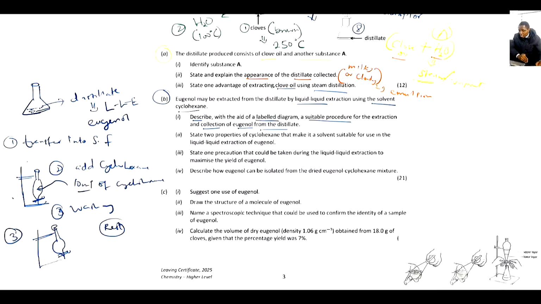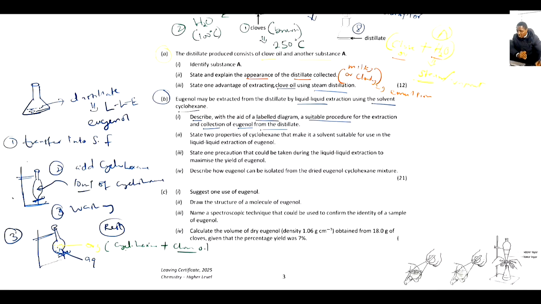And then here you're going to have two layers, in such a way that you are going to have your aqueous layer below, and then the organic layer. So we have the organic layer and the aqueous layer below. The organic layer is where we have the cyclohexane plus our clove oil.